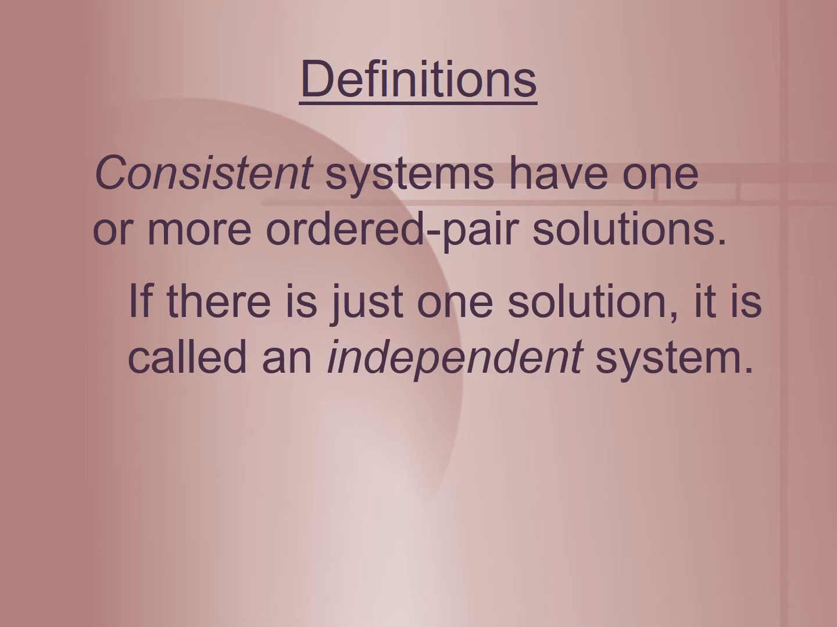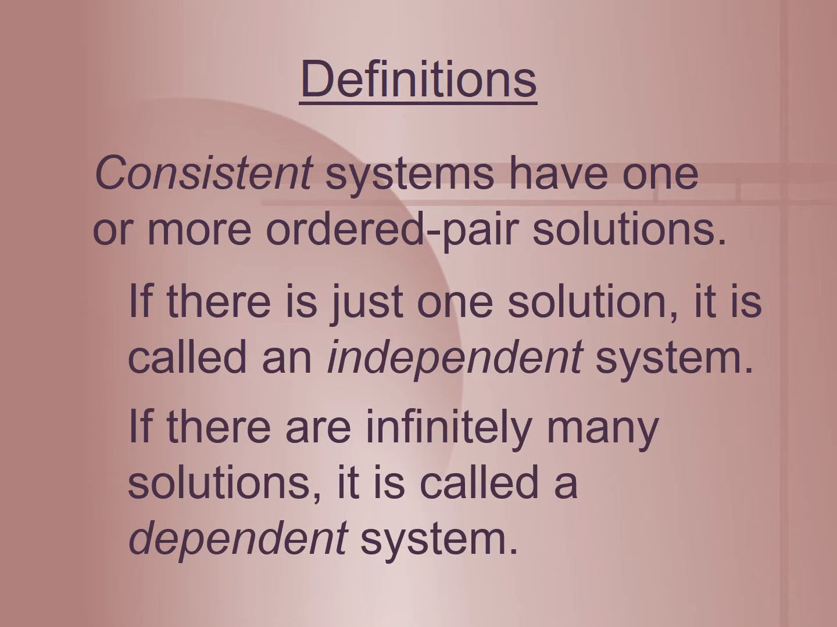Now, if we just have one solution, it is called an independent system. Again, most of the problems that you have been doing up until this point have had just one solution, one ordered pair as the final answer, which means that most of the systems that you have seen have been consistent, independent systems. Now, every now and then, you'll have infinitely many solutions. This is called a dependent system, when you have infinite solutions.